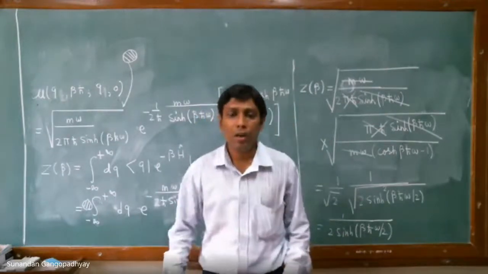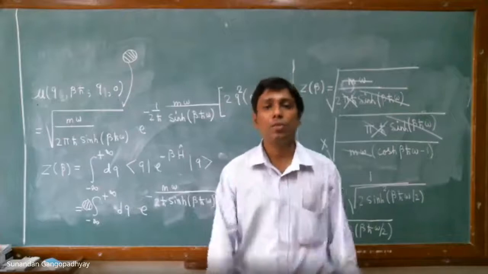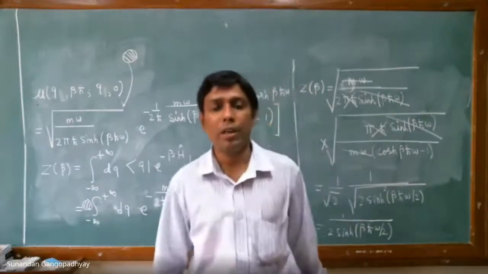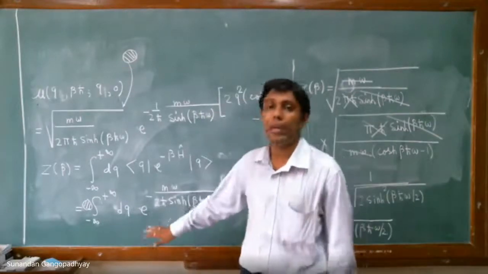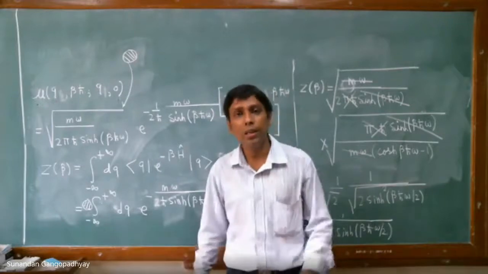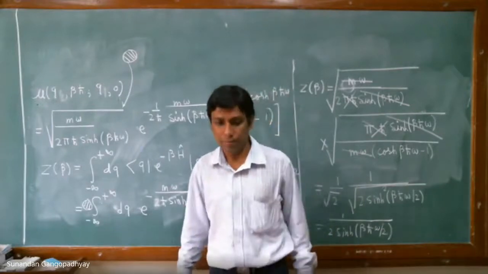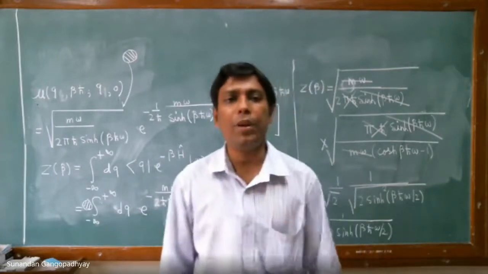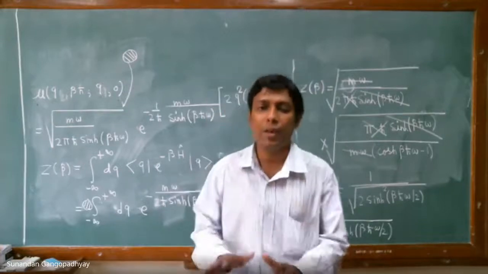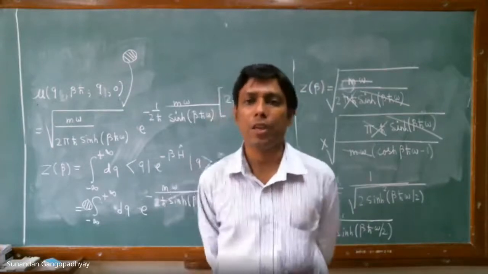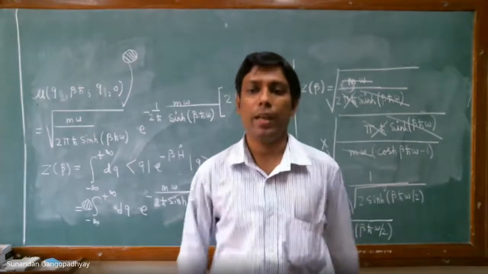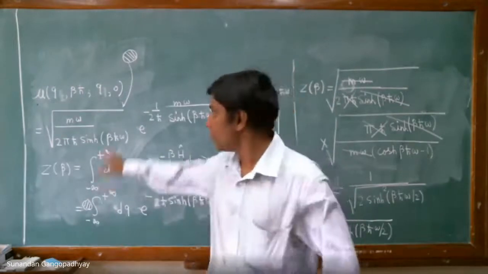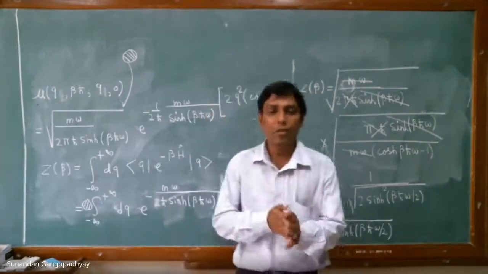We have applied it to a quantum harmonic oscillator in one dimension, and we have calculated the partition function using the Euclidean path integral. So this is a completely different way of computing the partition function that we have learned in today's lecture. In the next class, we shall continue from here. So thank you very much.